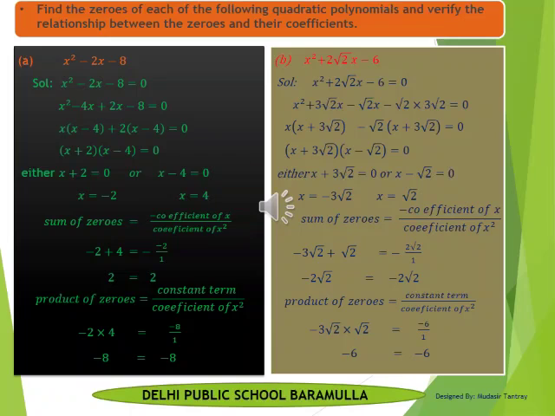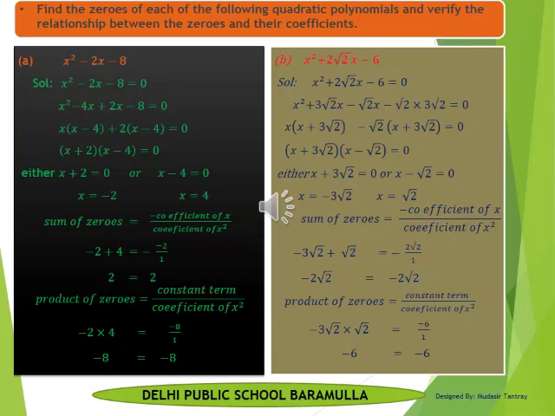Now, in x square plus 3 under root 2x, take x as common. It becomes x into x plus 3 under root 2. Now, in the other two terms, take root 2 as common. Here, it is root 2 into x plus 3 under root 2, that is equal to 0. Now, x plus 3 under root 2 is common. It becomes x plus 3 under root 2 into x minus root 2 is equal to 0. Either x plus 3 under root 2 is equal to 0 or x minus root 2 is equal to 0. If x plus 3 under root 2 is equal to 0, then x is equal to minus 3 under root 2. Here, x is equal to root 2.